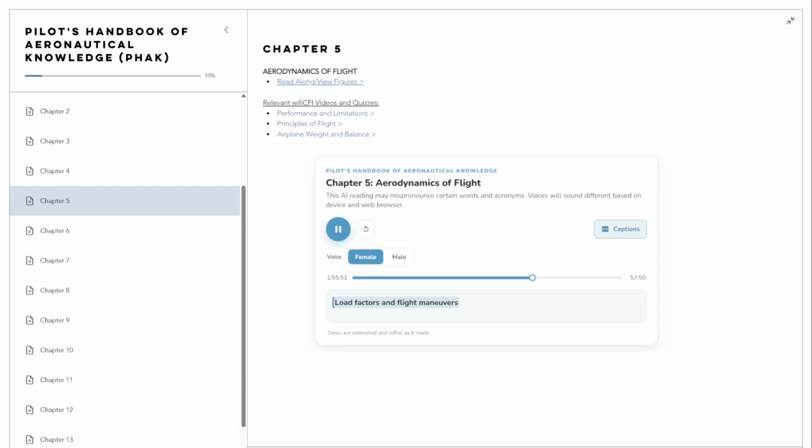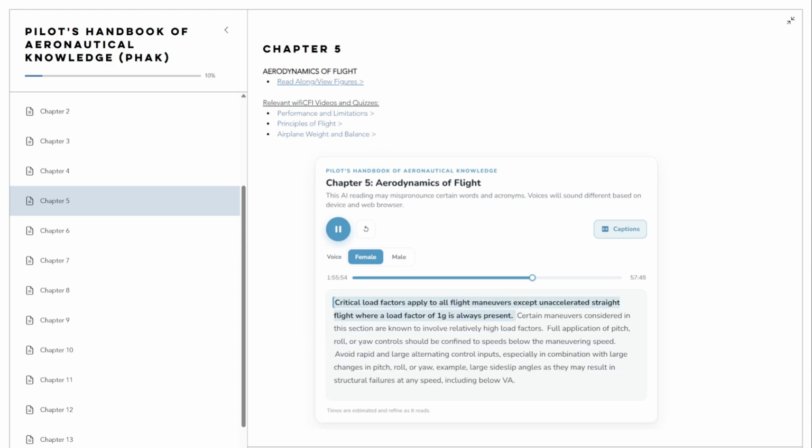Load factors and flight maneuvers. Critical load factors apply to all flight maneuvers except unaccelerated straight flight, where a load factor of 1 g is always present. Certain maneuvers considered in this section are known to involve relatively high load factors. Full application of pitch, roll, or yaw control should be confined to speeds below the maneuvering speed. Avoid rapid and large alternating control inputs, especially in combination with large changes in pitch, roll, or yaw, for example, large sideslip angles, as they may result in structural failures at any speed, including below VA.